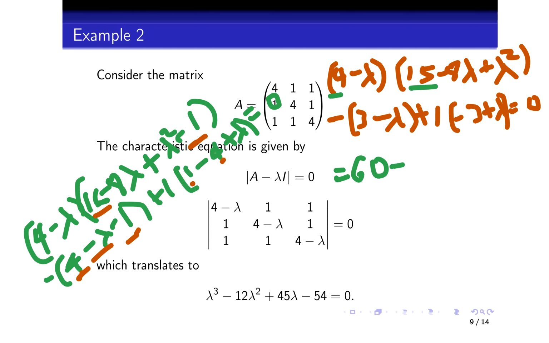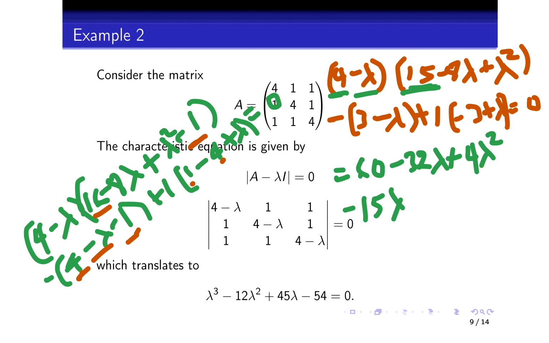So 4 times 15 is 60. 4 times minus 8 is minus 32 lambda. 4 times lambda squared is 4 lambda squared, not 4 lambda cubed. 4 lambda squared. And minus lambda times 15, that's minus 15 lambda. Minus lambda times 8 times minus 8 lambda, that's plus 8 lambda squared. The minus lambda times minus times plus lambda squared, that's minus lambda cube. Okay, yeah, that was what I skipped before.